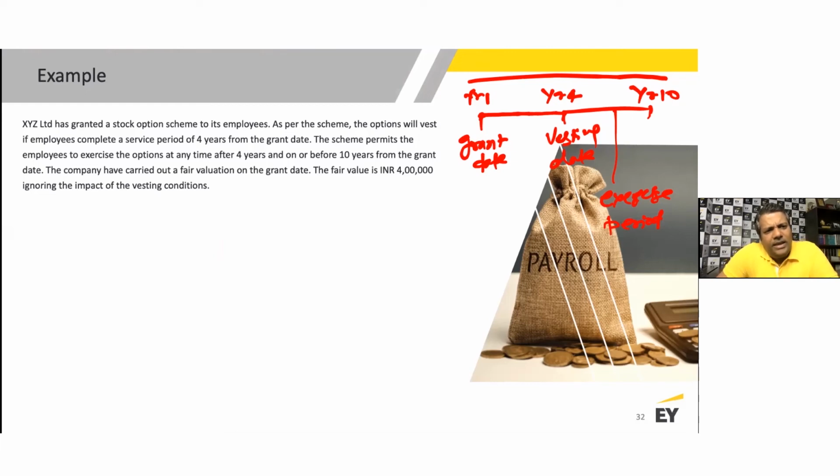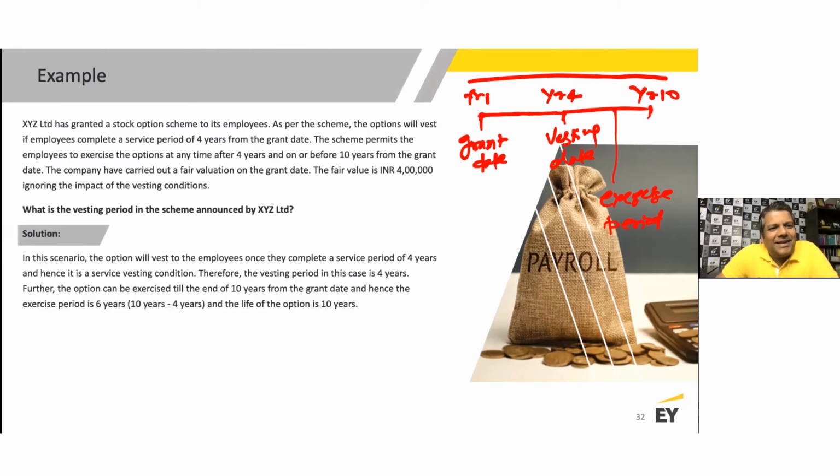The company has carried out a fair valuation on the grant date. The fair value is INR 400,000, ignoring the impact of the vesting condition. Now, what is the vesting period in the scheme announced by XYZ Limited? What is the vesting period? 4 years, right? Simple.